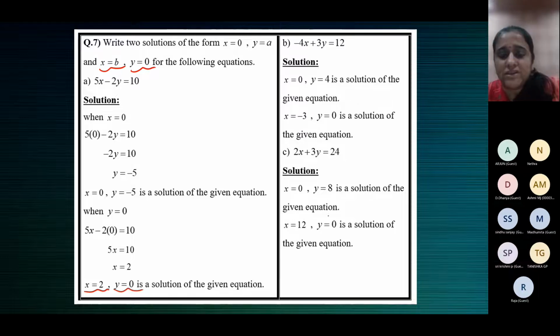And you can see B and C here have not worked, but I've given you the answer directly. The heading is the same. It is 7, A, B, and C. The heading is the same: x is 0, y is a; x is b, y is 0. Yeah, please write down A. You can try B and C and verify with the answers I've provided.